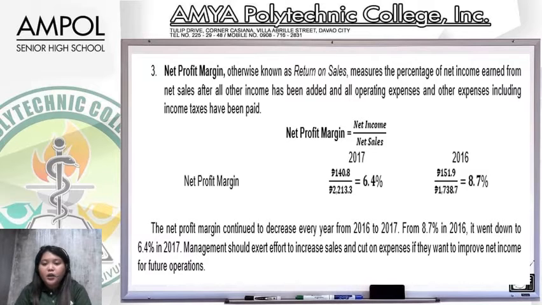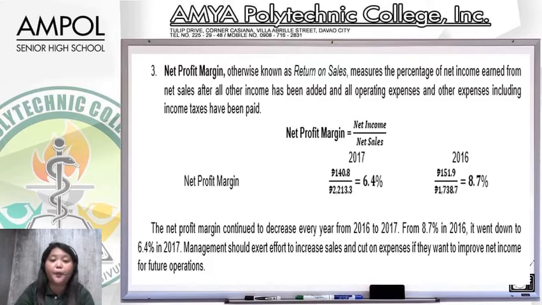As you can see, the net profit margin continued to decrease from 2016 to 2017. From 8.7% in 2016, it went down to 6.4% in 2017. Management should exert effort to increase sales and cut expenses if they want to improve the net income for future operations.